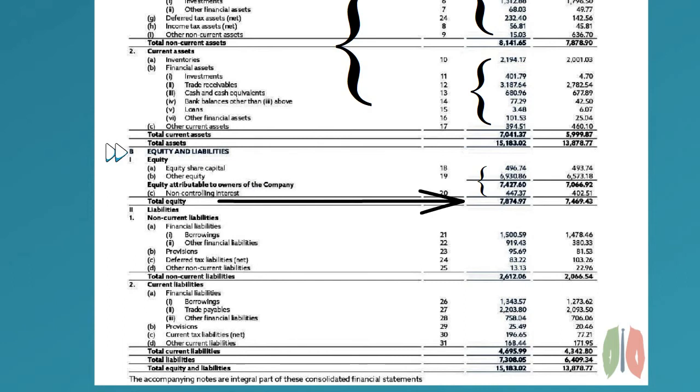7874.97. Next, the liabilities part. In the liabilities part, first one, non-current liabilities. These are the liabilities meant for the long term and have a life of more than a year. First one, financial liabilities. In that, borrowings. These are the long-term loans which the company has a liability for the long term, meaning over a year. So for the years in the period, they have to pay the interest and loan amount or EMIs. So this will be coming under this.